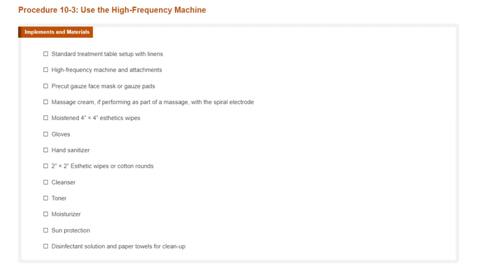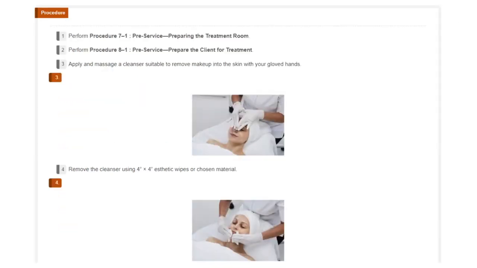Moistened 4" by 4" aesthetics wipes. Gloves. Hand sanitizer. 2" by 2" aesthetic wipes or cotton rounds. Cleanser. Toner. Moisturizer. Sun protection. Disinfectant solution and paper towels for cleanup.